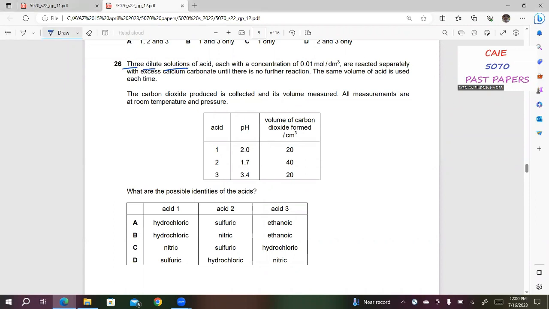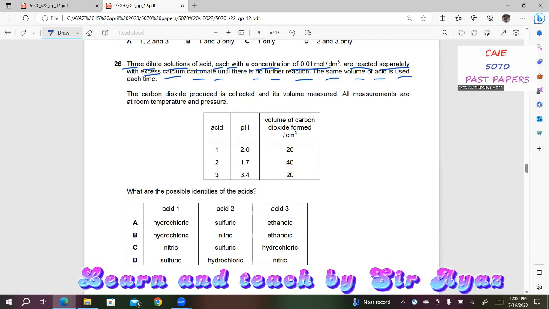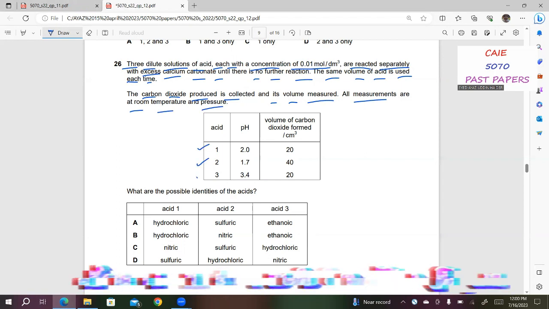Three dilute solutions of acid, each with a concentration of 0.01 mole per dm cube, are reacted separately with excess calcium carbonate until there is no further reaction. The same volume of acid is used each time. The carbon dioxide produced is collected and its volume measured. All measurements are at room temperature and pressure. So we have acid number 1, acid number 2, acid number 3.